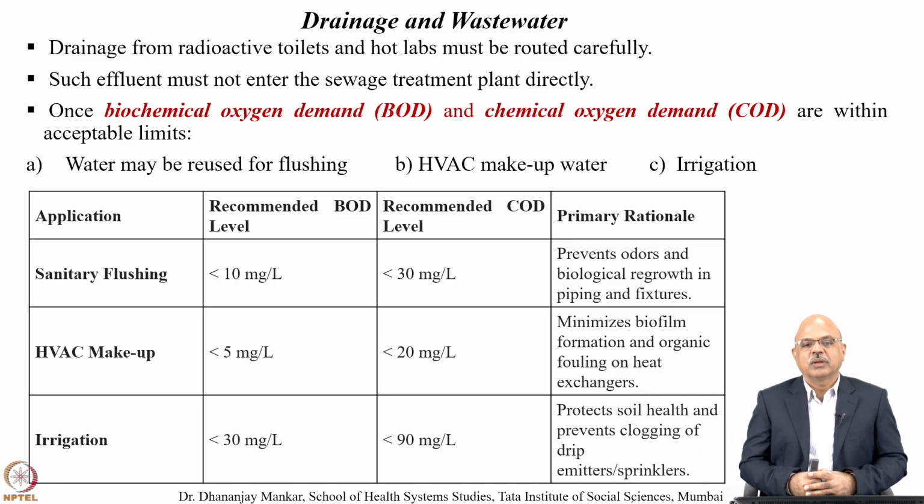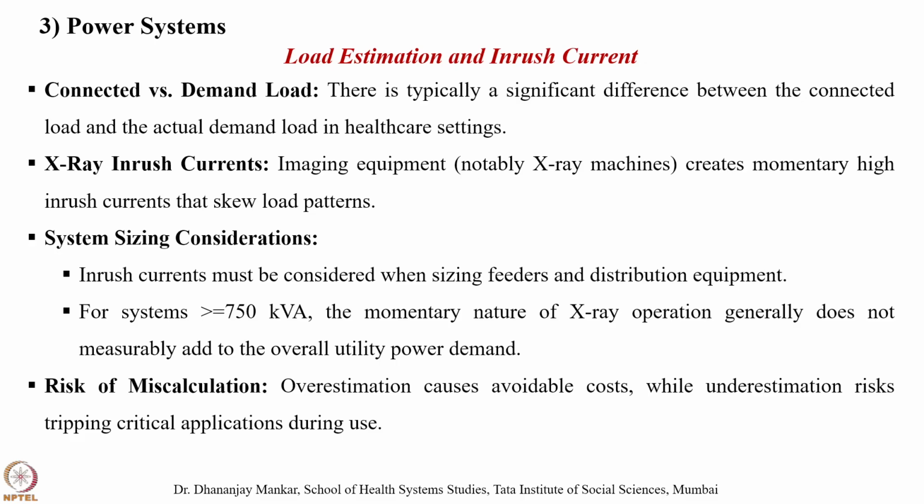reused for flushing, HVAC makeup water and irrigation, which is something you need to work on for the sustainability of water. Here you may find the recommended values versus the recommended COD level and the primary rationale for sanitary flushing, HVAC makeup and irrigation. These are the norms to be followed, which make your drainage and wastewater more usable for hospital purposes.